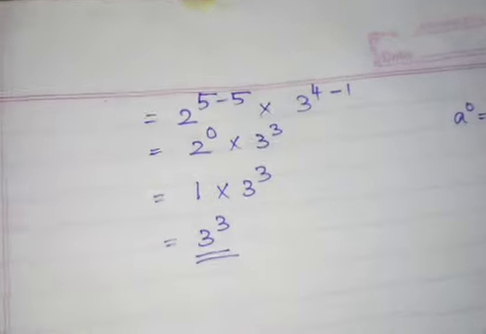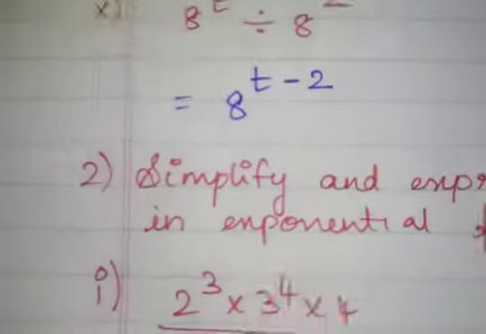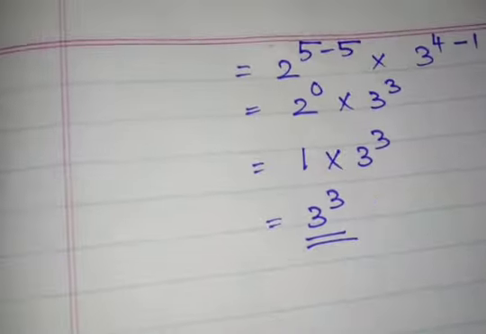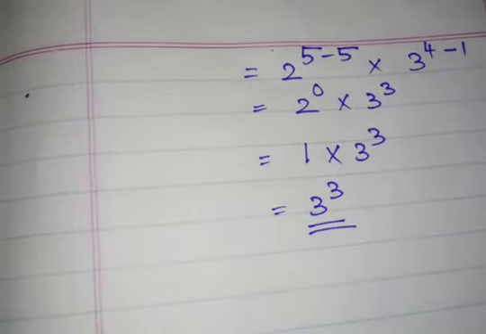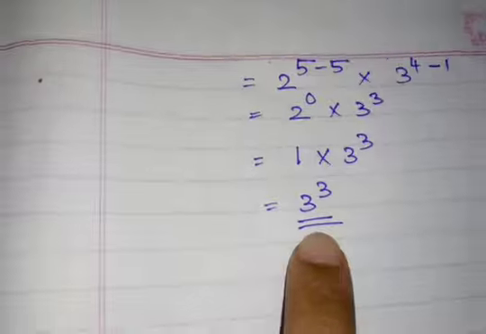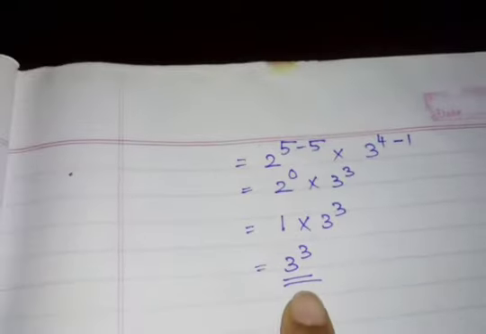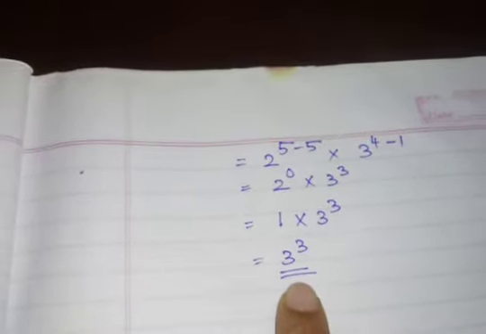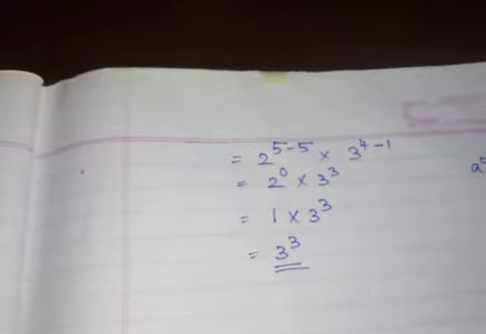They told us to write the answer in exponential form. So you should stop till this. You need not write 3 into 3 into 3. 3 3s are 9, 9 3s are 27. You don't want to write the answer as 27. It should be written as 3 cube. Keep that in your mind, because the question is in exponential form.